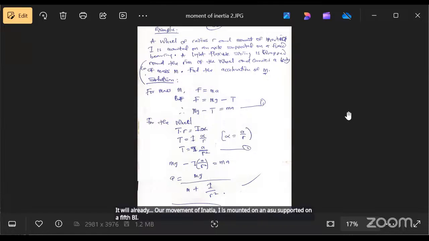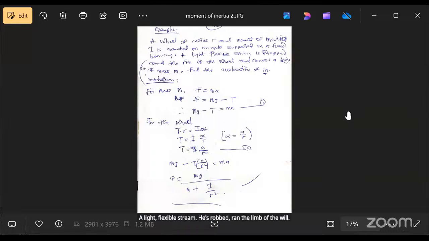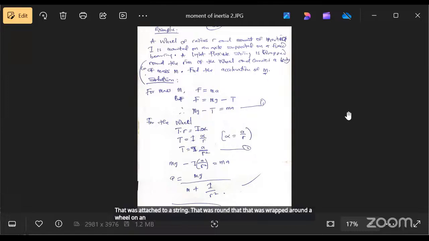A light flexible string is wrapped around the rim of the wheel and carries a body of mass m. Find the acceleration of m. You see, you now have to put it in the right perspective. m is the mass that was attached to a string that was wrapped around a wheel.